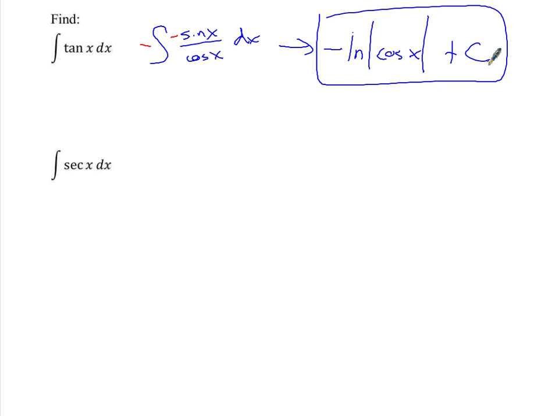For secant x, that one's a little bit tougher. What we're going to do with secant is multiply by a fancy 1. Usually you would think of an identity, but in this case, we're going to trick this one by multiplying by a fancy 1. Don't ask me how they came up with this one, but the fancy 1 is secant x plus tangent x over secant x plus tangent x.